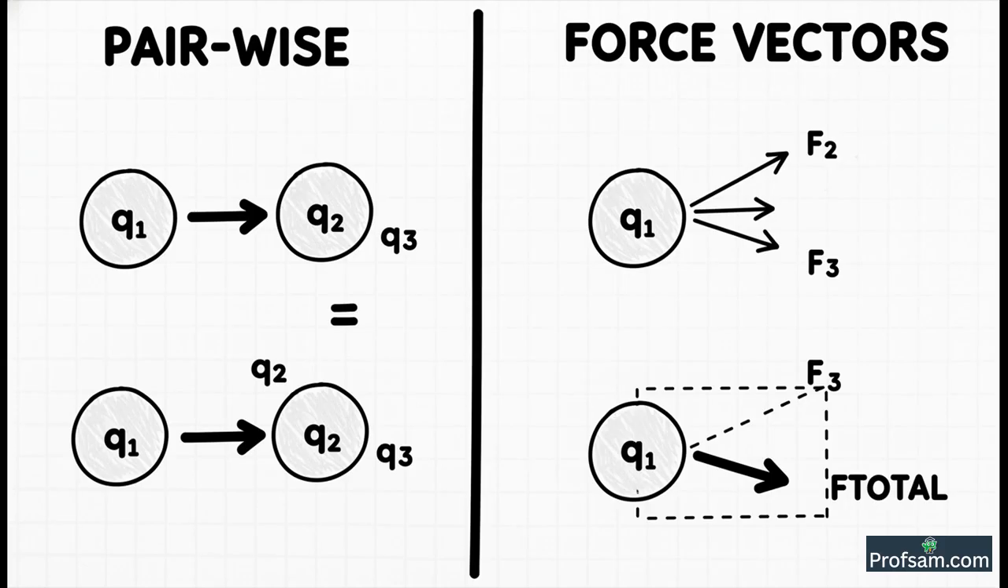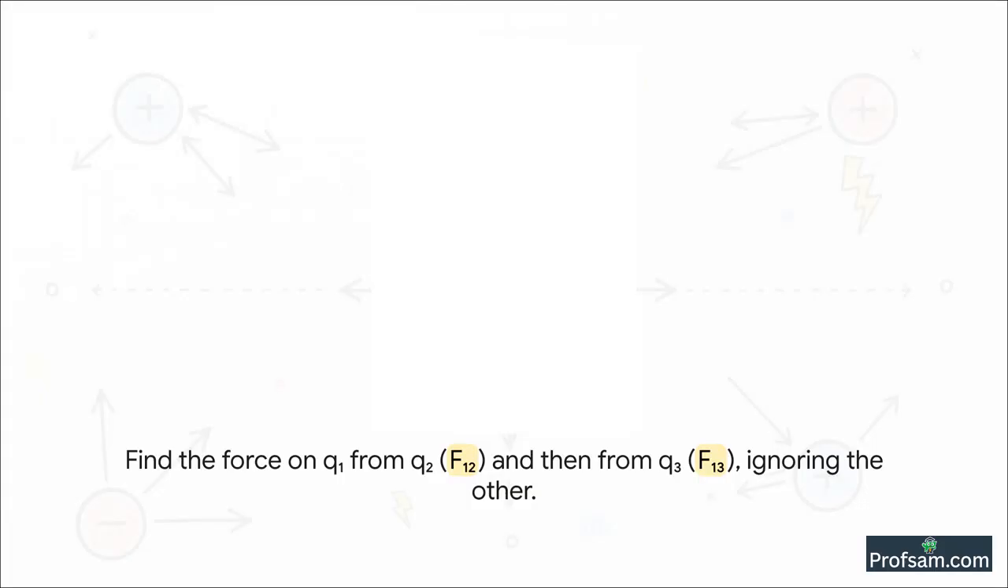And point number two, vector sum. This is crucial. This is where students lose marks. You calculate the force from Q2, then from Q3, but you don't just add the numbers. You have to add them as vectors, respecting their direction. That's it. So how do we actually do this?